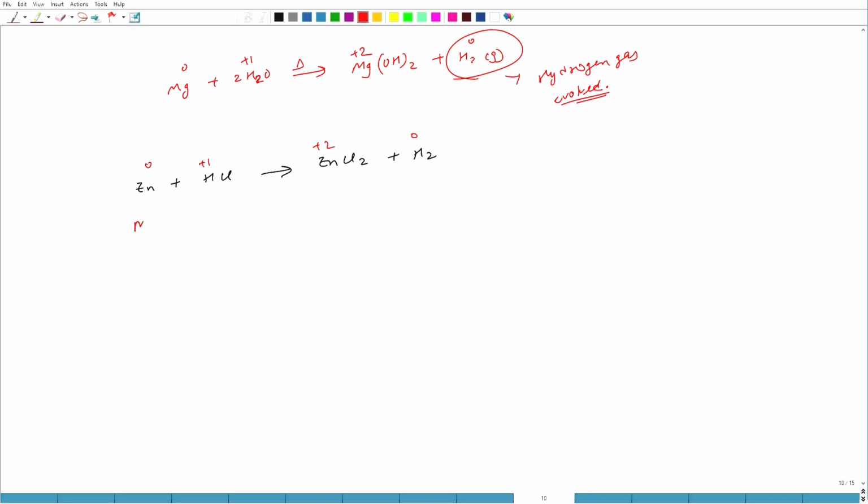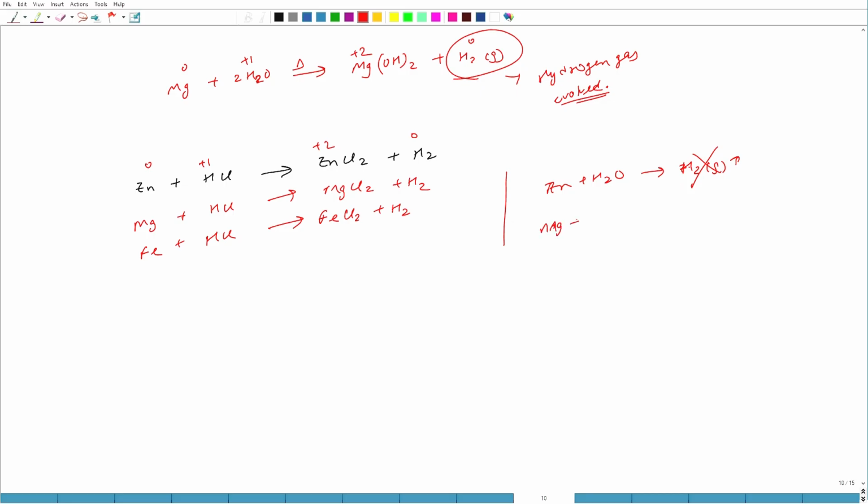Similarly, there are some metals, magnesium plus. However, if you say zinc reacts with water and will release H2 gas, no, it does not release H2 gas, whereas magnesium on reaction with water releases hydrogen gas, yes, and with reaction with acid also it releases hydrogen gas.